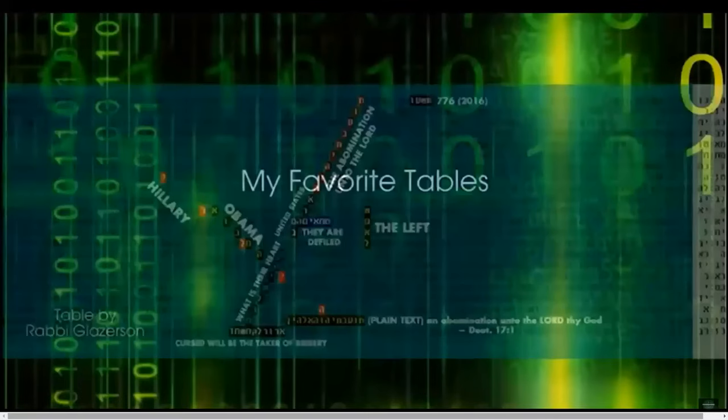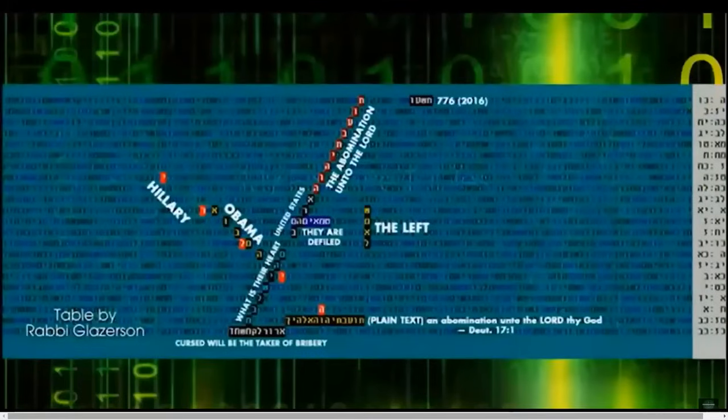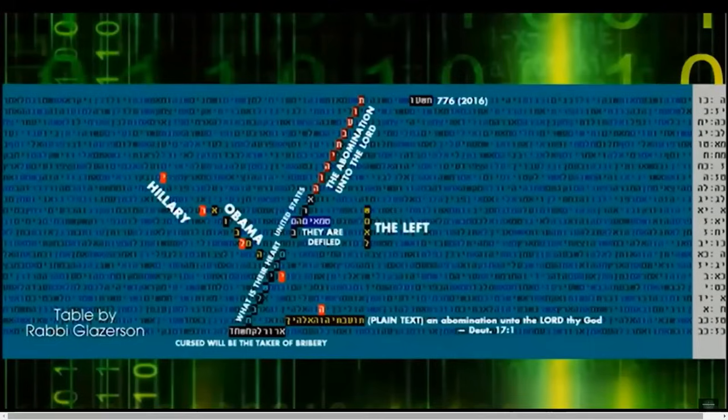So here we go. It's one of my favorite tables. It's beyond coincidence to me. So you have this whole line of text. It says, what is their heart, United States, the abomination unto the Lord, and a 90-degree angle, at the same angle as this, Obama and Hillary. And then right here, the left. And then right here, crossing it, they are defiled.